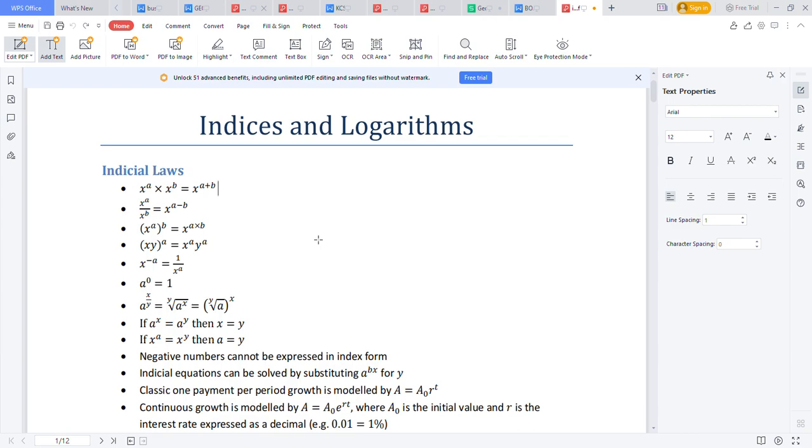So the first law of indices: if you are multiplying with the same base, we simply add the powers. What do I mean? If you are multiplying with the same base, you simply add the powers. So for instance, if you have x raised to power a times x raised to power b, we are going to add the powers a plus b, so that we get x raised to power a plus b.